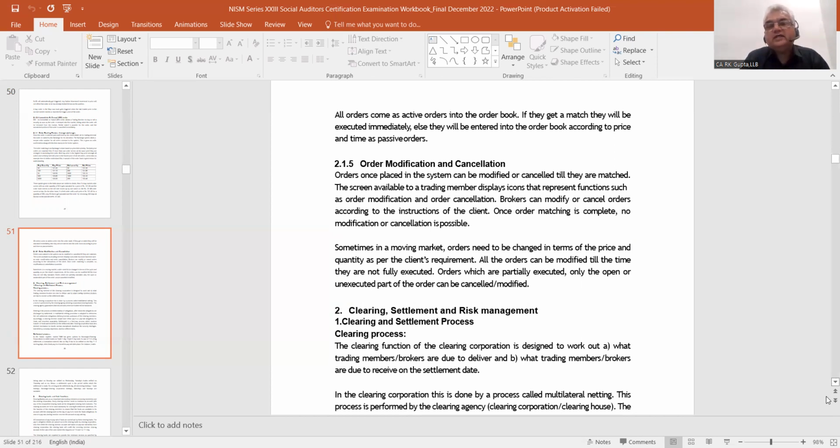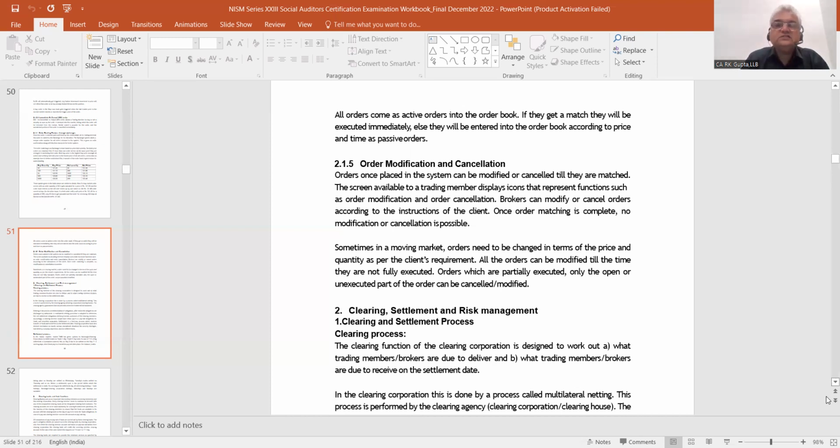Suppose you wanted to buy at a particular price, but securities are not available at that price. So in that case, you may like to modify or cancel your order. So the orders once placed, until they are executed, can be modified or cancelled till they are matched. The screen available to a trading member displays icons that represent functions such as order modification and order cancellation. So brokers can modify or cancel orders according to the instructions of the client.